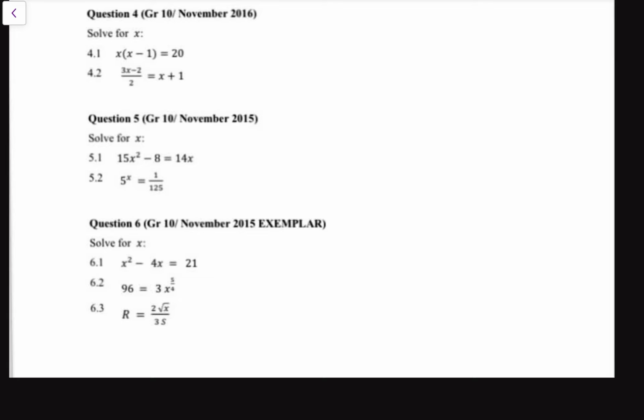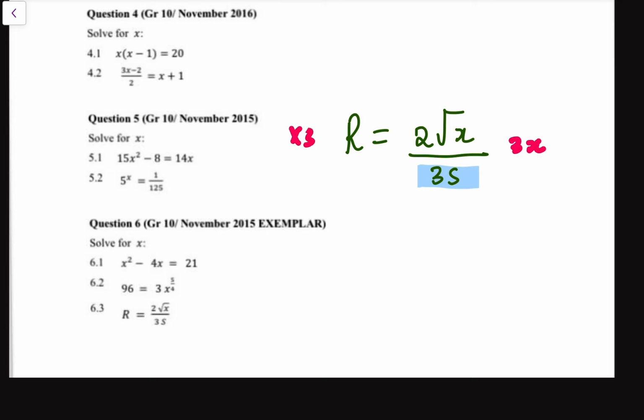Last one, we are given r is equal to 2 root x over 3s, and we are required to solve for x. First thing first, let's get rid of this denominator. We are going to multiply both sides by 3s. Even here I will multiply by 3s.